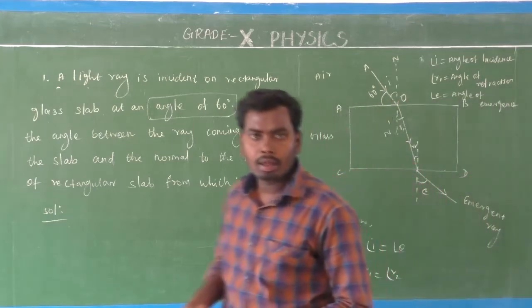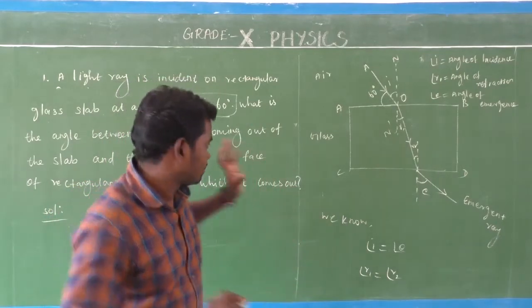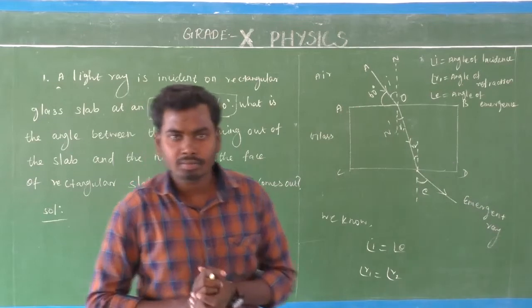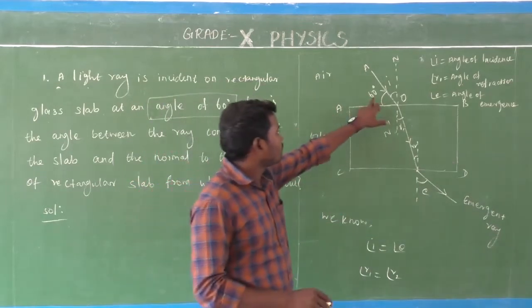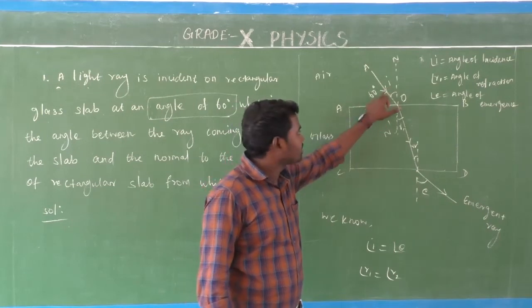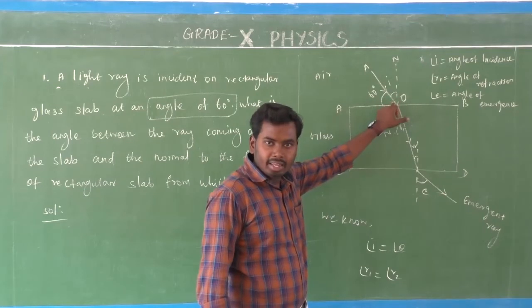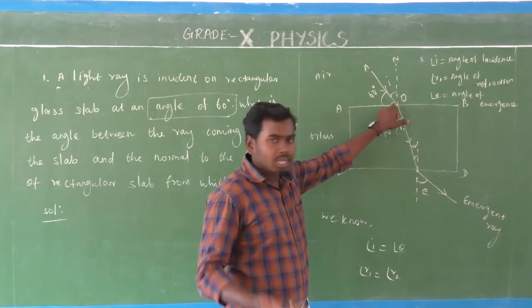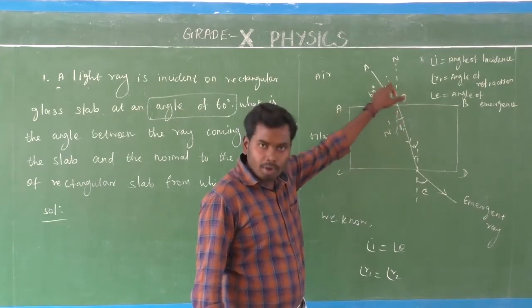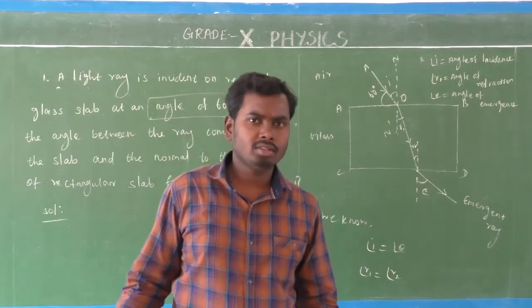So we don't know the angle of incidence. We have to calculate the angle of incidence. How can we calculate it? We already know 60 degree. What is 60 degree? The angle between the surface of the glass slab and the incident ray is 60 degree. Overall it is 90 degree. So if we subtract the 60 degree from this 90 degree, which means the normal, we can get the angle of incidence. Yes, that is an easy one.